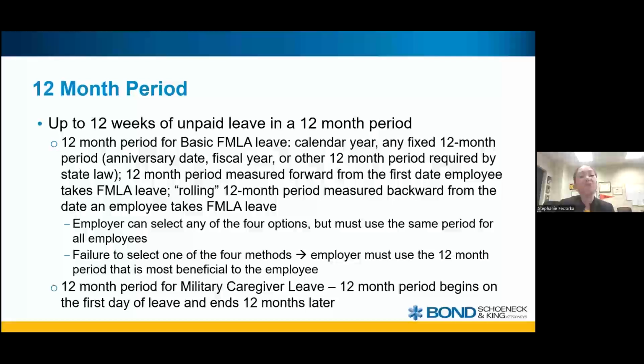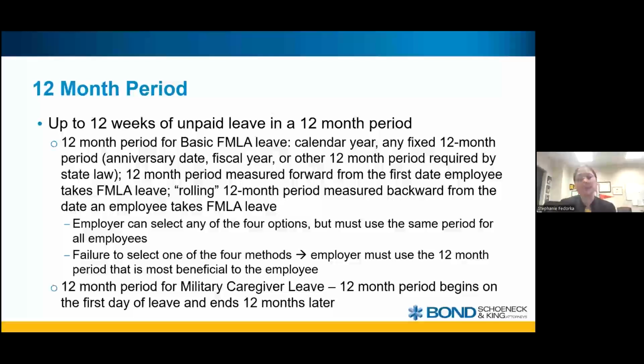Okay, the 12-month period. So I had mentioned that FMLA, right, basic FMLA is going to be available for up to 12 weeks in a 12-month period. So the time period for basic FMLA leave, right, you have 4 options as an employer. You can use a calendar year. You can use any fixed 12-month period. And some examples that the U.S. Department of Labor provides are an anniversary day, a fiscal year, or other 12-month period required by state law.